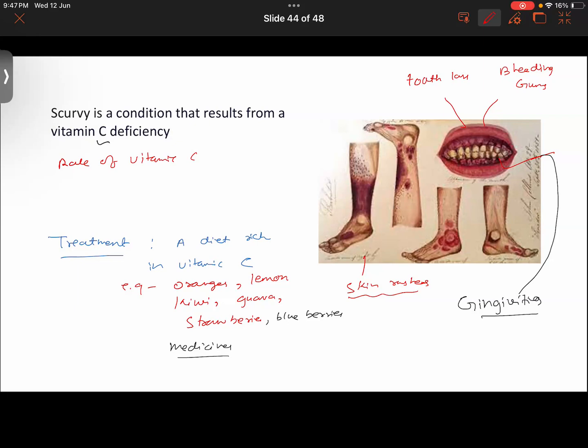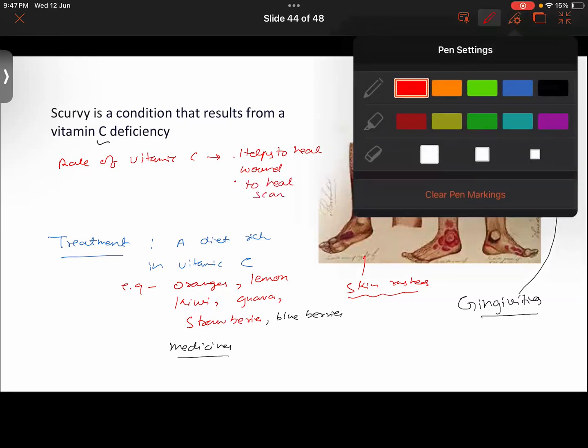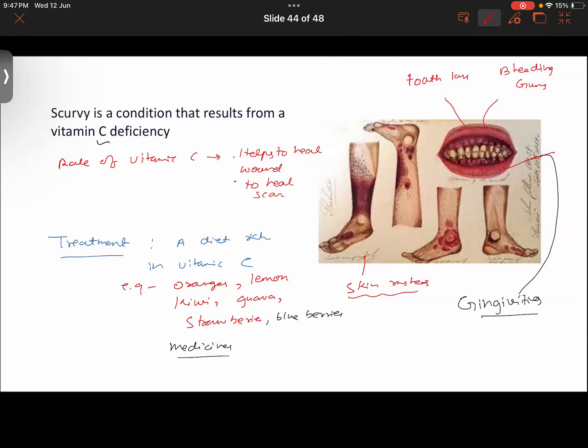It helps in repairing your skin. It helps in repairing our blood vessels, wounds. So first of all, it helps to heal the wound. Heal the wound. That is the role. Furthermore, it will be helping to heal scar as well. So if there's an infection in the mouth, if the gums are infected, what?